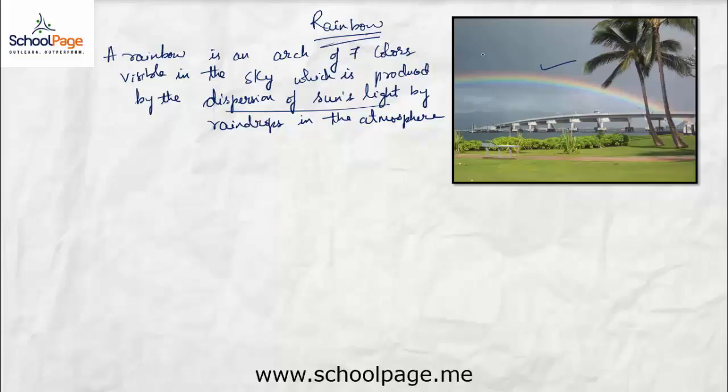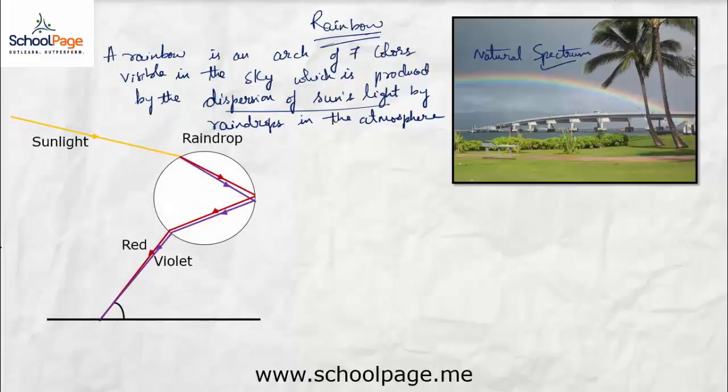So rainbow is actually a natural spectrum in the sky. Can you observe the sky here? Some part of the sky is sunny, whereas some part of the sky is rainy. So only in this situation, rainbow is visible to us. Rainbow is also visible only if we stand with our back towards the sun and rain in front of us. So now let's understand the formation of rainbow using this diagram.